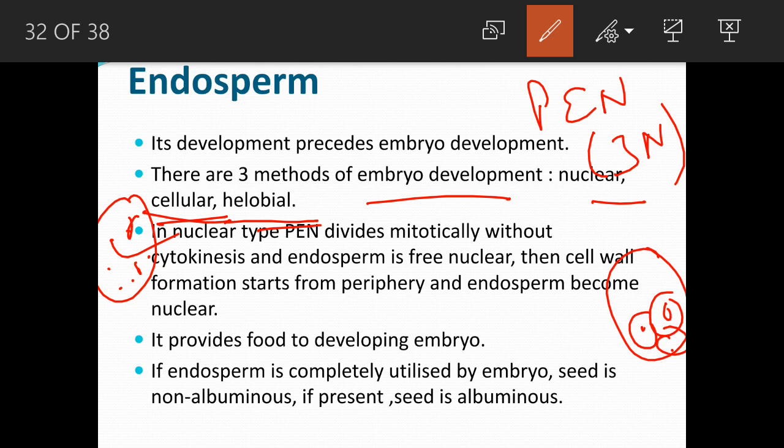So what is the main function of the endosperm? It provides food to the developing embryo. If endosperm is completely utilized in seeds, then such seeds are non-albuminous.